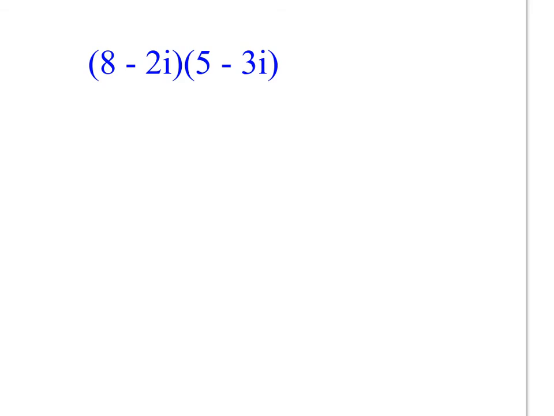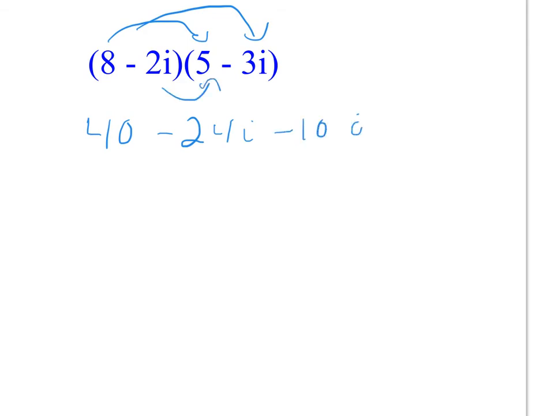Let's just do some algebra 2. This is all review. We're going to FOIL here. So 8 times 5 is 40. 8 times negative 3i is minus 24i. Negative 2i times 5 is negative 10i. And negative 2i times negative 3i is plus 6i squared.